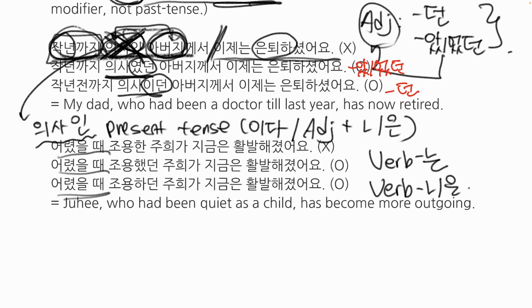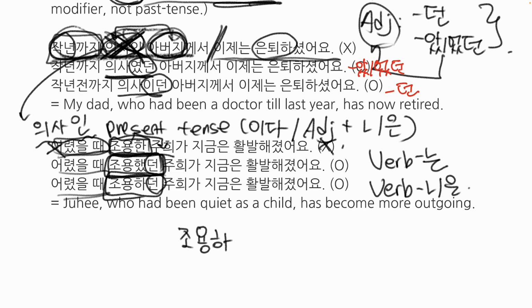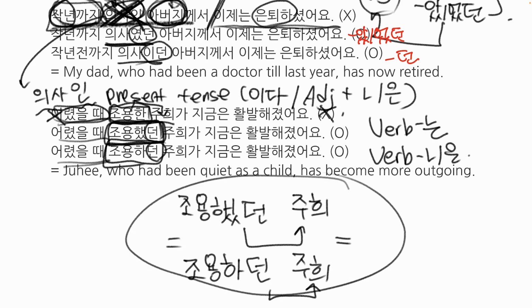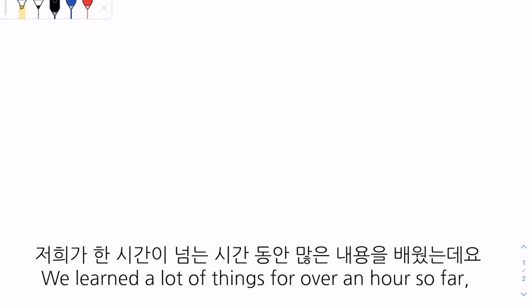어렸을 때, when she was younger, 조용한 주희가. So 어렸을 때 refers to a specific time in the past, so you cannot be using present tense modifier, right? So this is incorrect. And the correct form would be conjugating the adjective in past tense and using past tense modifier, right? So 조용하다 means to be quiet, so either you conjugate it in past tense and then you use 던 to modify 주희's past state, or you can also just use adjective 던 주희, and they can be interchangeably used without changing any meaning. 조용했던 주희, 조용하던 주희.